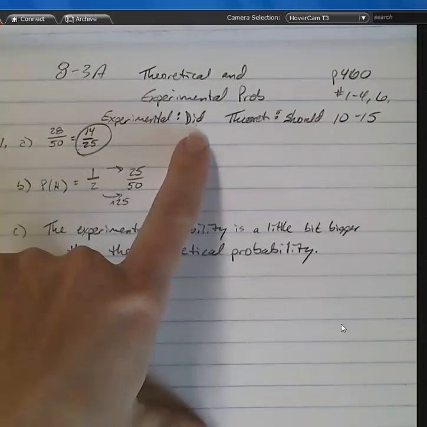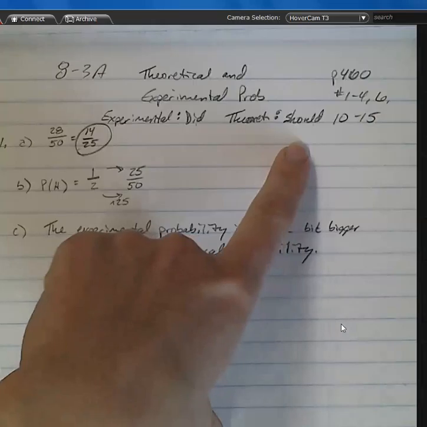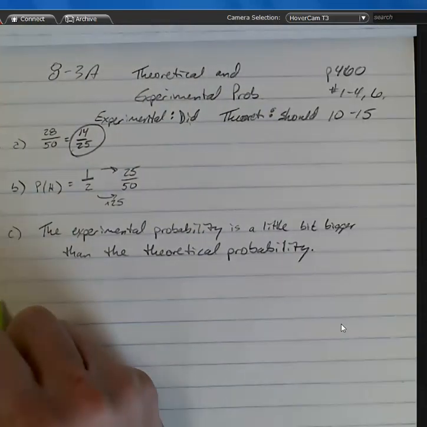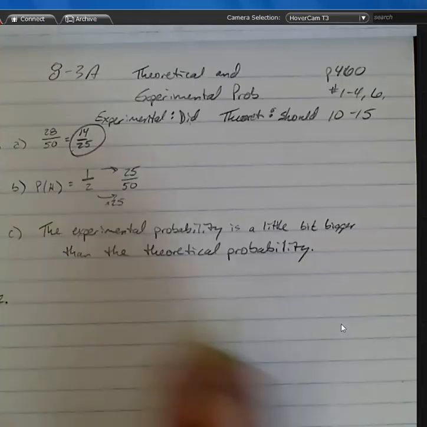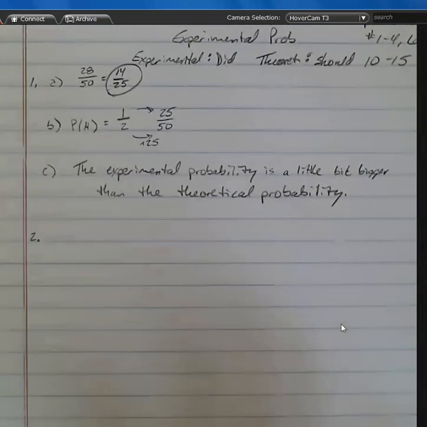Experiment means it did happen. Theoretical means what should happen. Is that getting clearer? Yeah. 2. Let's do it. So 2 reads this way. It says the table shows the types of muffins that customers bought one morning from the bakery.